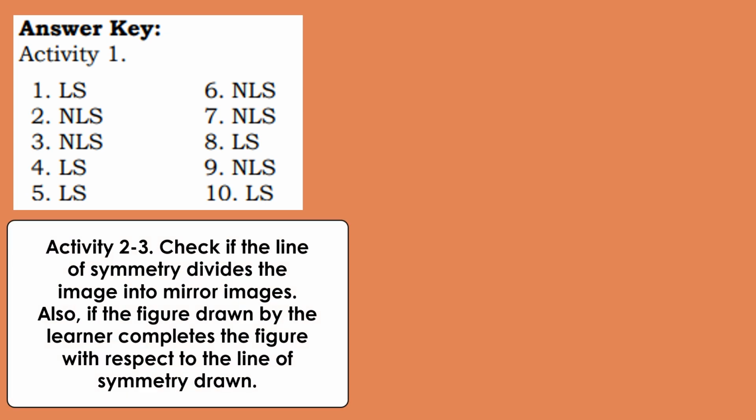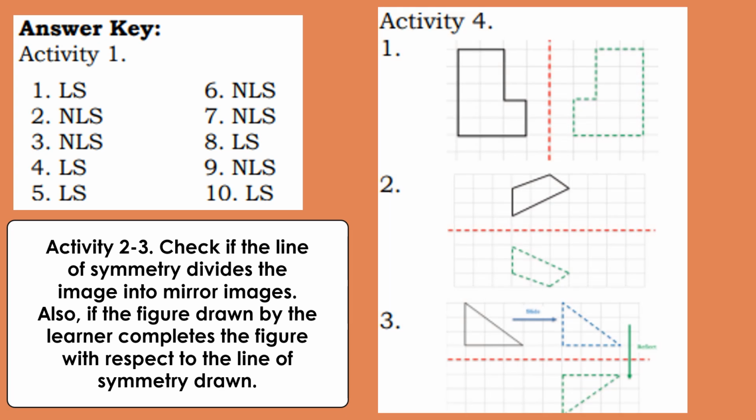For activity numbers 2 to 3, check if the line of symmetry divides the image into mirror images. Also, check if the figure drawn by the learner completes the figure with respect to the line of symmetry drawn. Here's the answer for activity number 4.